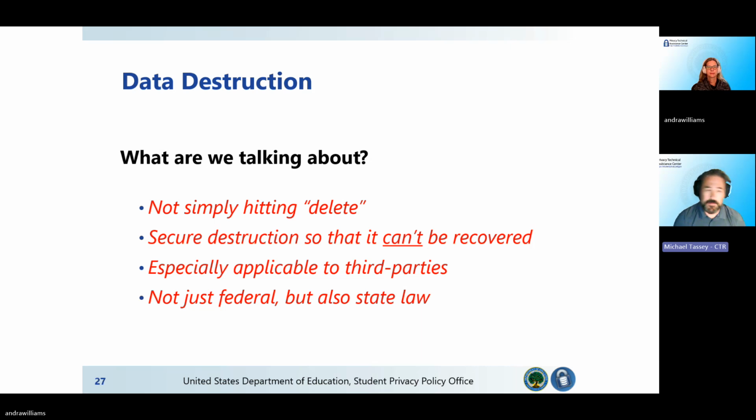This is especially applicable when we're talking about cloud providers or software platforms as a service, where your data may live in someone else's systems. And importantly, it's not just federal, but also state law. There are a lot of data destruction requirements that are enshrined in state law as well, especially when we start talking about personally identifiable information or sensitive data. Check your state regulations as well, because there is likely some sort of weigh-in on the data destruction front.